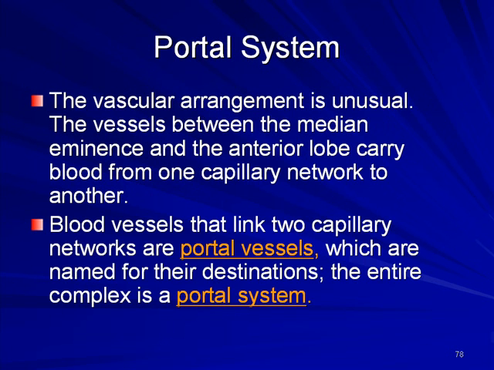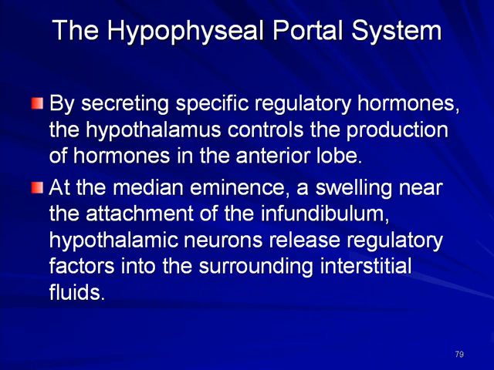There are portal vessels and a portal system, blood vessels that link the two capillary networks together. These are named because of their destination. The entire complex is referred to as the portal system. This is a circulatory network, and remember, hormones have direct access to the bloodstream. By secreting specific regulatory hormones, the hypothalamus controls the production of hormones in the anterior pituitary gland.